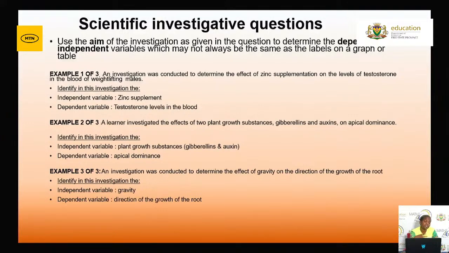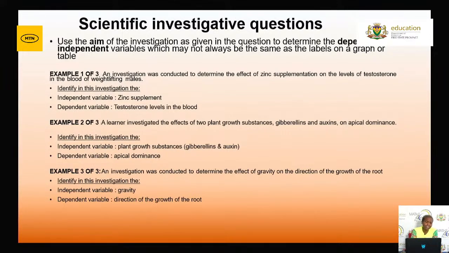Let us say that they ask you to identify the dependent and independent variables from this investigation. We have 2 things which have been mentioned in this statement: the zinc supplement and the levels of testosterone in the blood of weightlifting males. There is no way that you will say that the zinc supplements depend on the testosterone in the blood of the weightlifting males.